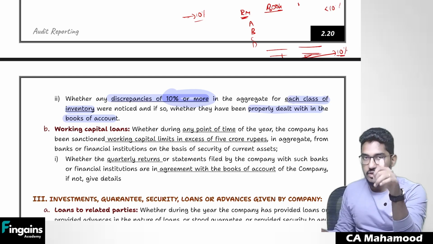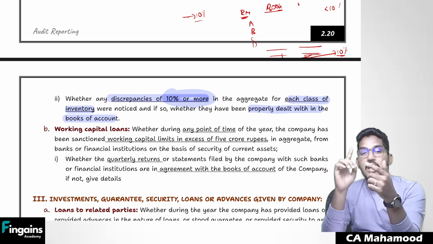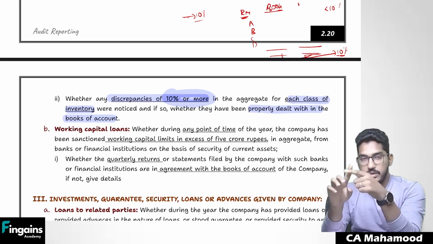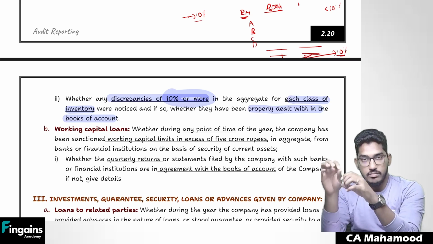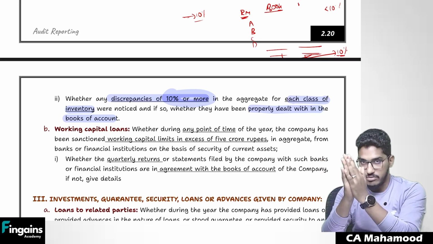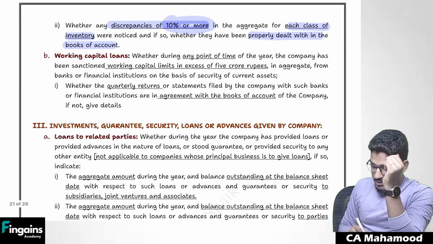So that is the first question: whether physical verification of inventory has been done by the management at reasonable intervals, whether the coverage and procedures are appropriate, and if there is a discrepancy of 10% or more, whether they have been properly dealt with in the books of accounts. One more point is also there regarding inventory, regarding working capital loans.